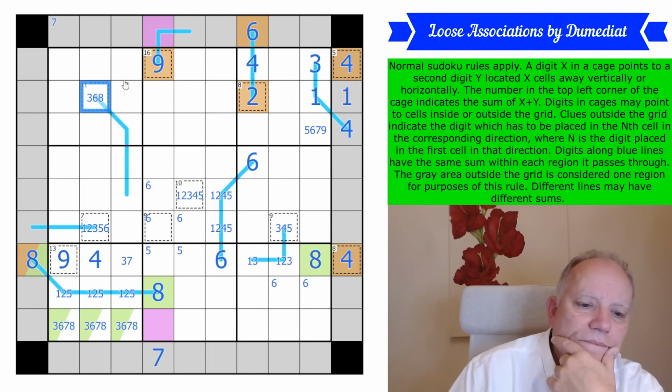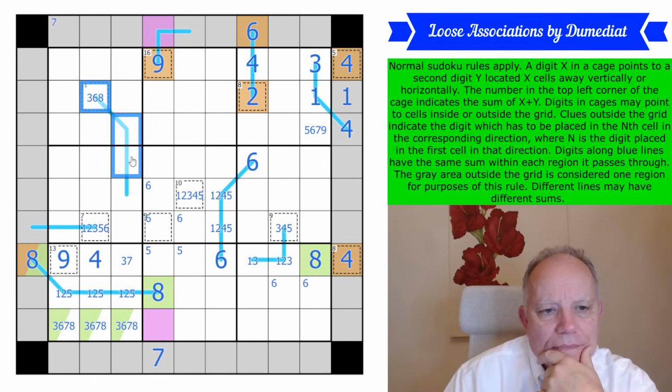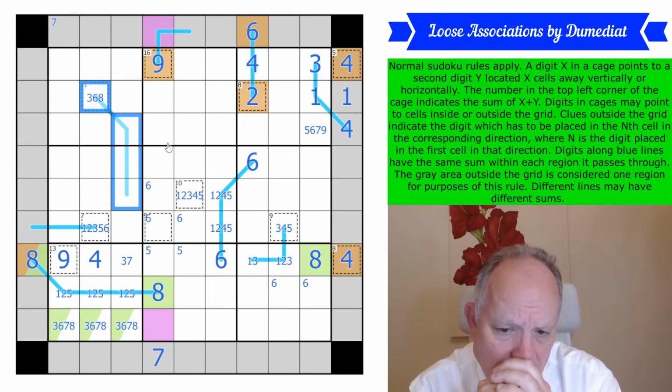I don't know. I can't see how to use this equal sum line clue at the moment.